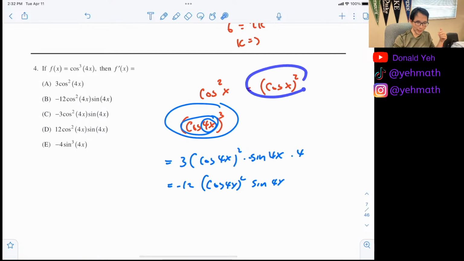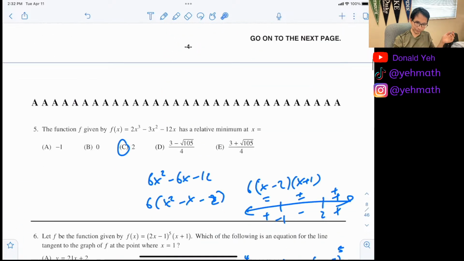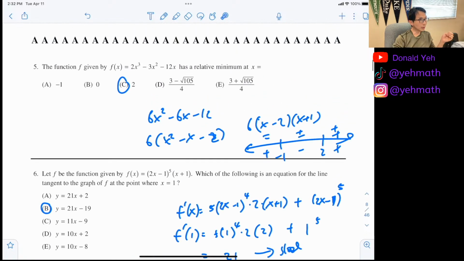You write it this way, and you can do bubbles, and you can go straight inside, do 3 bubbles, and you're going to get that. Brian, does that make sense? Yeah. Okay. Make sure the derivative of cosine is going to be negative. Number 5, I will do the derivative, set it equal to 0, factor it, and do a number line test. Anytime it says maximum or minimum, you have to do a number line test.